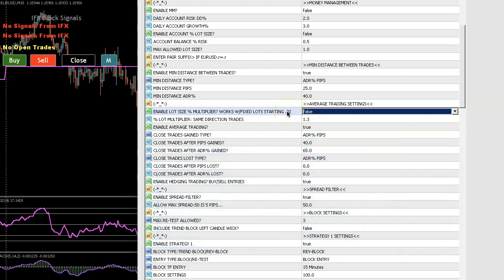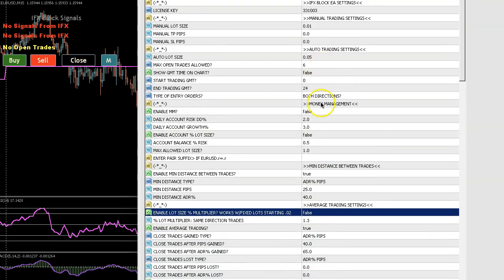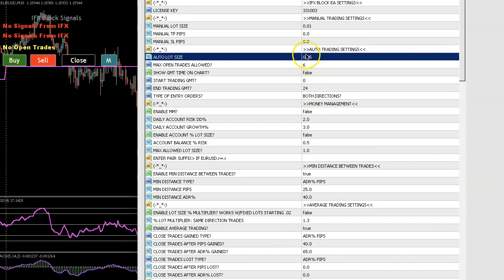And this has to be the fixed lot, which has to work on your auto trading. It works in here, auto trading settings. It has to start from 0.02. It would not work if you set it to 0.01. It's not going to multiply it, or it's not going to add on to your lots, right?